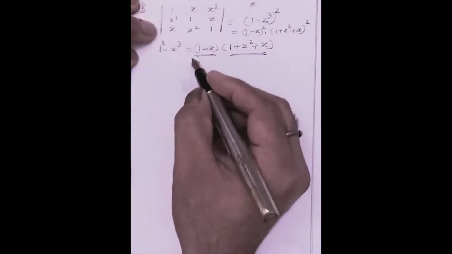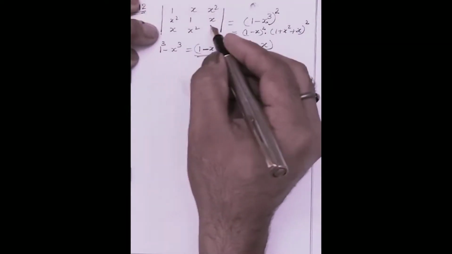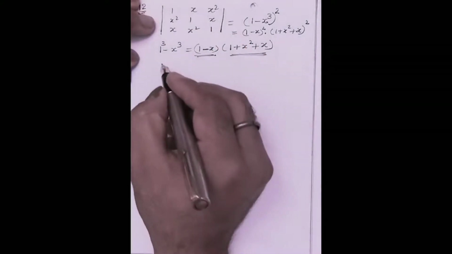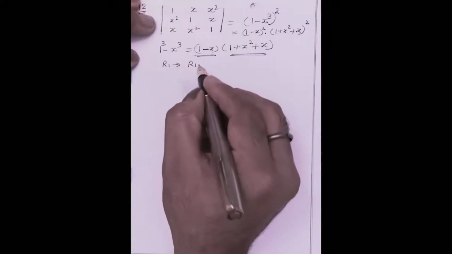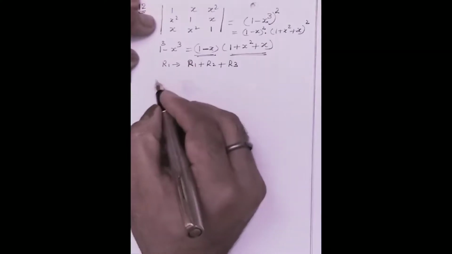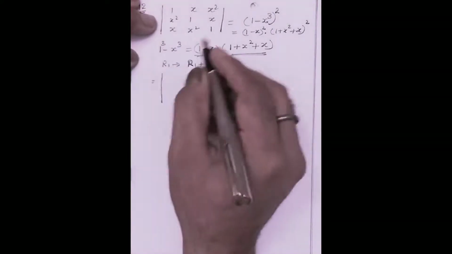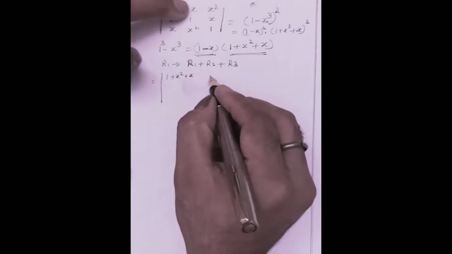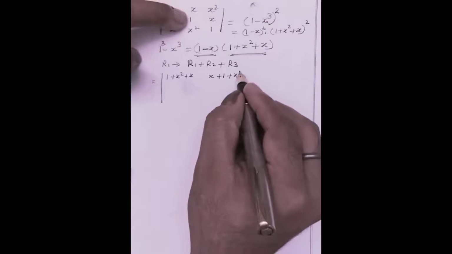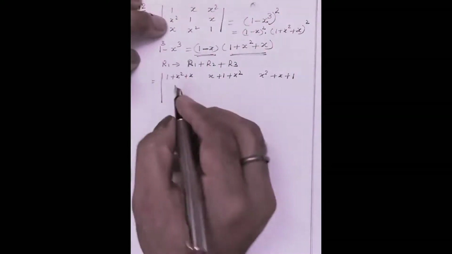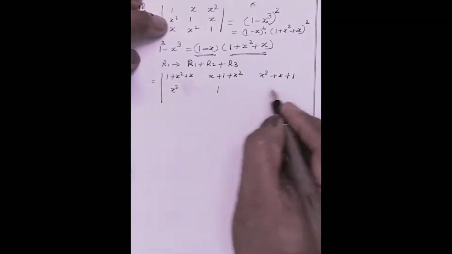That means now you understood on which property we should apply this operation. R1 will change with the help of r1 plus r2 plus r3. We get in the first row 1 plus x square plus x, x plus 1 plus x square plus x plus 1. The rest is the same only: x square, 1, x square and 1.